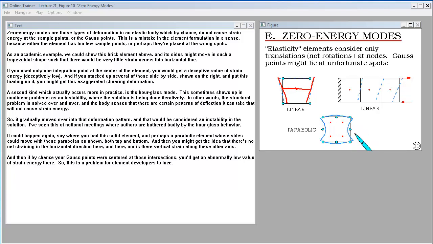It could happen again, say, where you had this solid element and perhaps a parabolic element whose sides could move with these parabolas shown, both top and bottom. And then you might get the idea that there's no net straining in the horizontal direction here and here, nor is there vertical strain along these other axes. And then if by chance your Gauss points were centered at those intersections, you'd get an abnormally low value of strain energy there. So this is a problem for element developers to face.